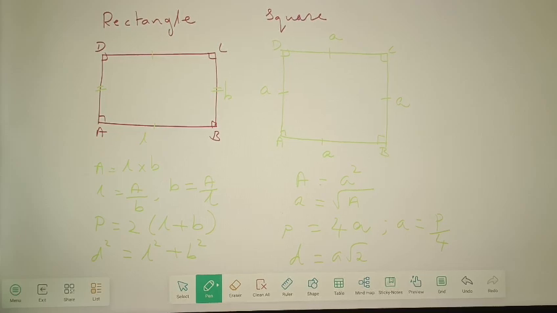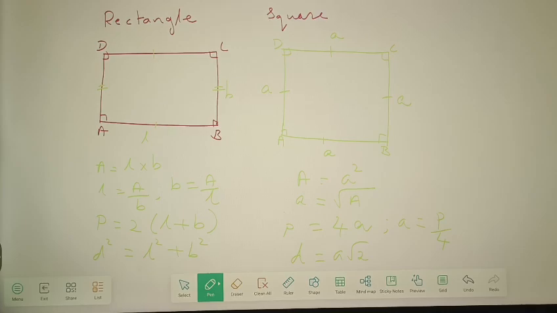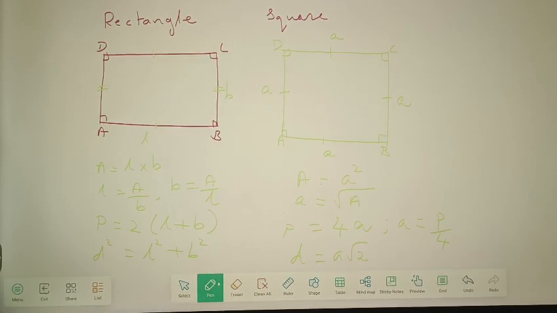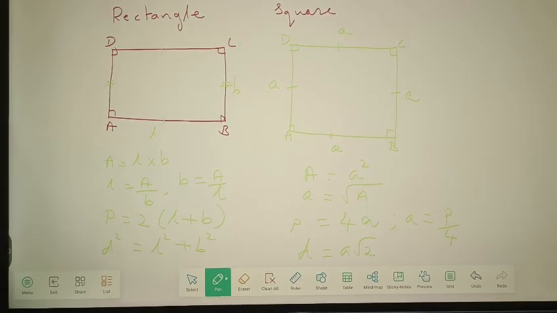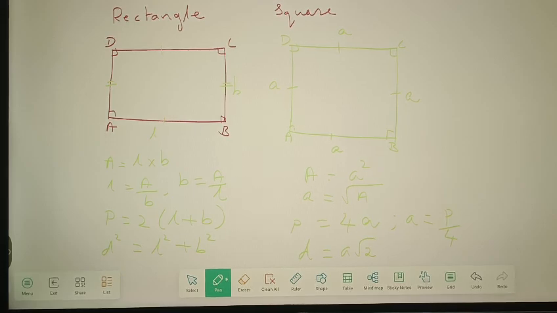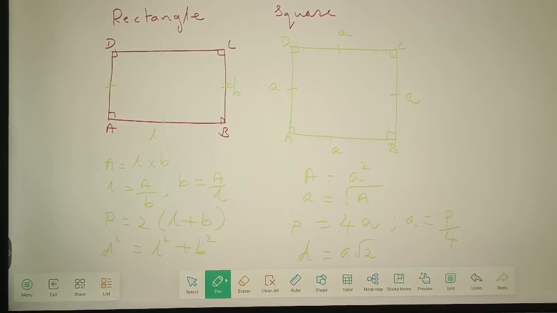The next figures you have to learn are rectangle and square. You can see on the board a rectangle as well as a square is drawn. A rectangle means a quadrilateral whose each angle is 90 degrees and opposite sides are equal. So its area equals length into breadth, where length equals area upon breadth, and breadth equals area upon length. Perimeter equals 2 into L plus B. Then d square, d meaning diagonal, equals L square plus B square.